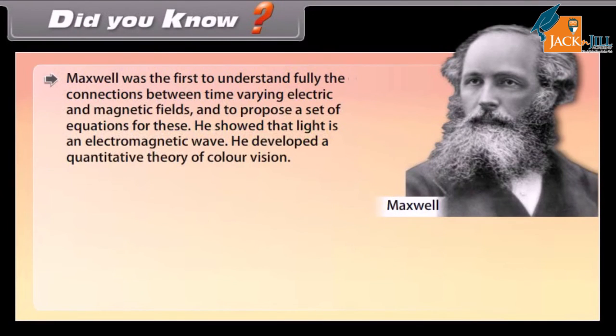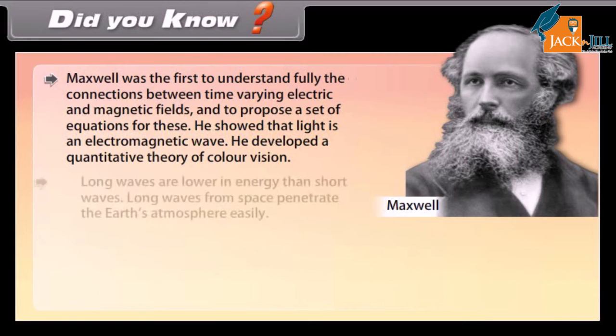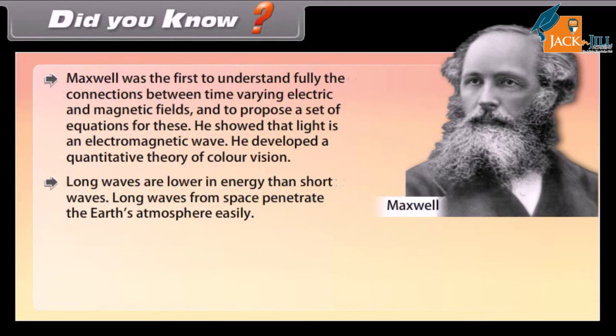Did you know? Maxwell was the first to understand fully the connections between time-varying electric and magnetic fields and to propose a set of equations for these. He showed that light is an electromagnetic wave. He developed a quantitative theory of color vision. Long waves are lower in energy than short waves.